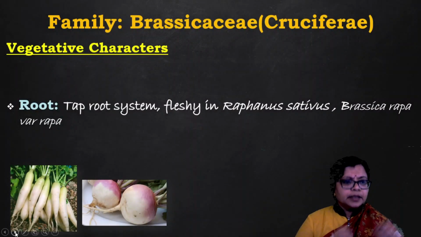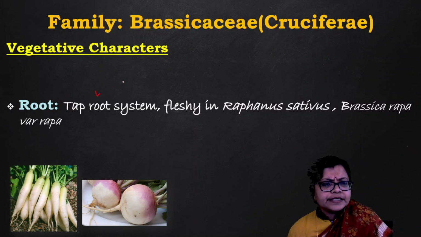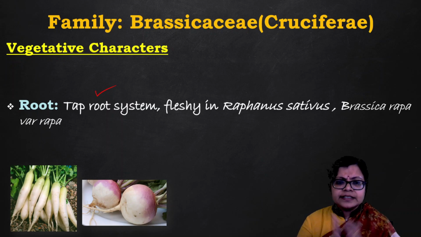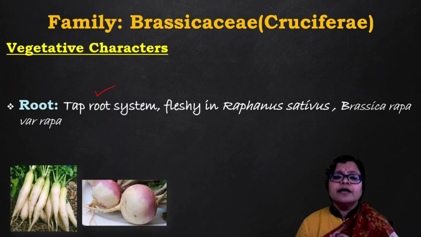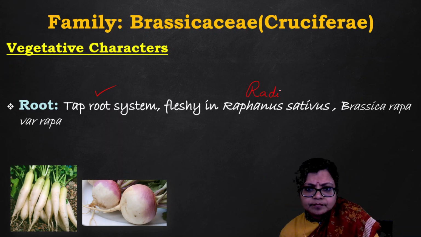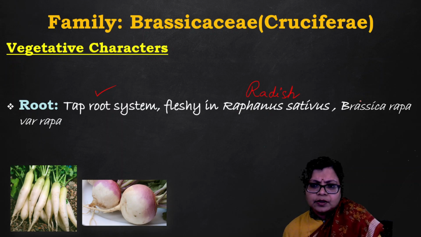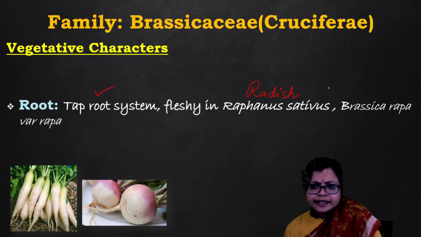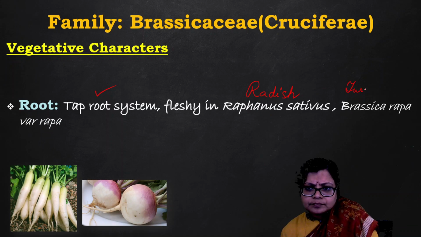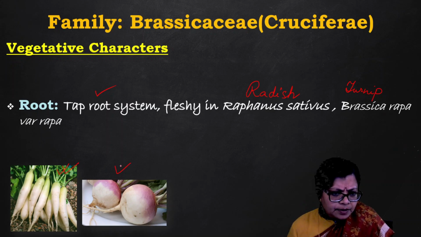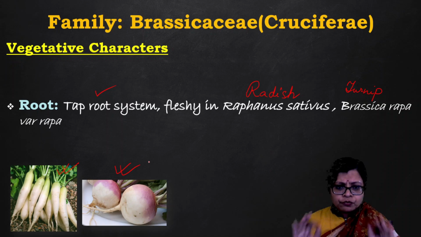Vegetative characters. Again the root. Mainly taproot system, that means the primary root, secondary root, tertiary root are present. But in some members, we find the modified fleshy root. For example, radish, Raphanus sativus, or Brassica rapa, var rapa, that is the variety rapa, that is turnip. We find modified fleshy root which are edible.